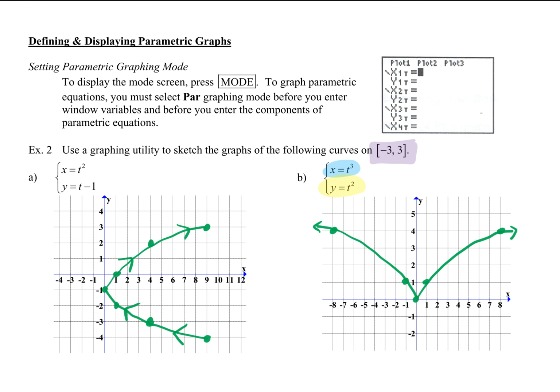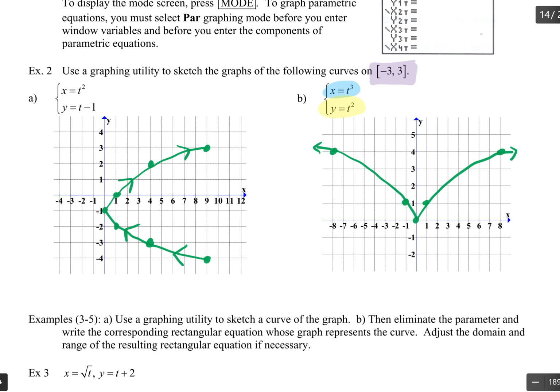If you want to plot additional points, you can change your step in your table, the delta, which is the triangle, the delta table in your table settings to maybe 0.5, and then you could graph points in between if you're not quite sure about the shape of the graph. And that's using our calculators for parametric equations.